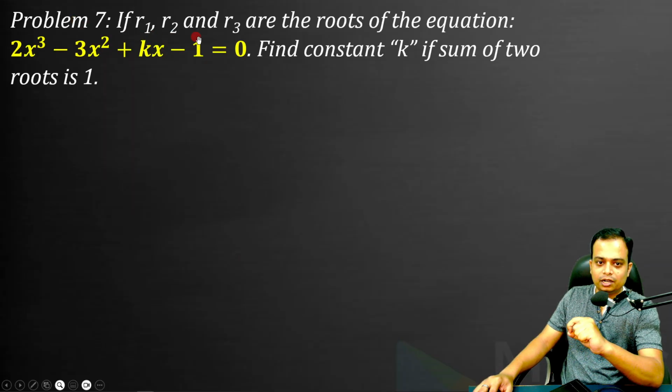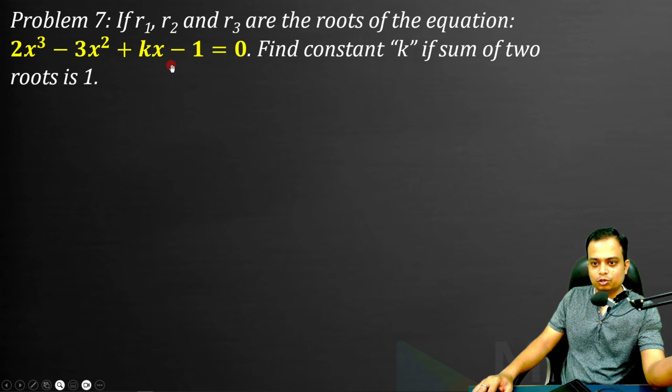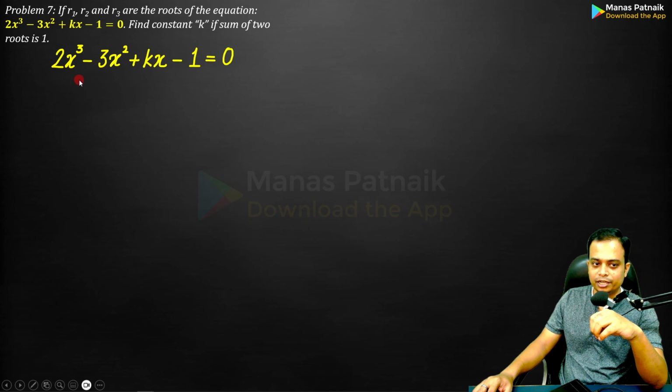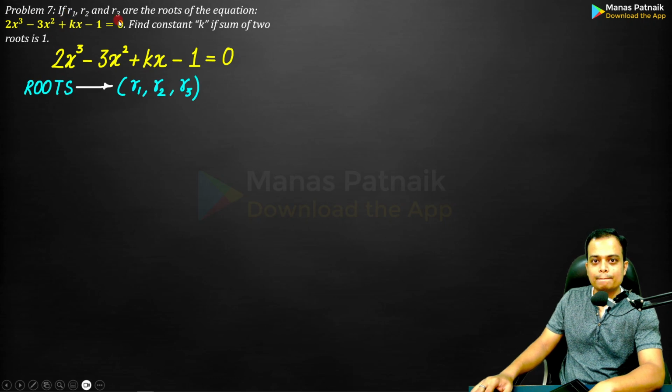If R1, R2 and R3 are the roots of this cubic equation, 2x cube minus 3x square plus kx minus 1 equals to 0. Find constant k if sum of the two roots is 1. Wonderful. Let me write this equation again. How many roots is it going to have? Sir, 3 roots, as it is a cubic equation. So they have been named as R1, R2 and R3.